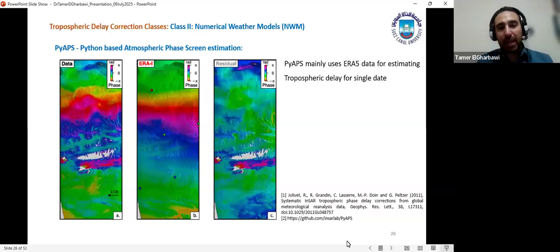So for just a quick view for the PyAPS, we have here the data on the far left side and the estimated delay for the ERA. This is the ERA-Interim because this is the paper by Jolivet. It is the main paper for the PyAPS. And he demonstrated that the residuals, or the effect after applying this kind of PyAPS correction using the numerical weather model, the fringes have reduced very drastically in order to make the interferogram more usable and more accurate for estimating the deformation we need.